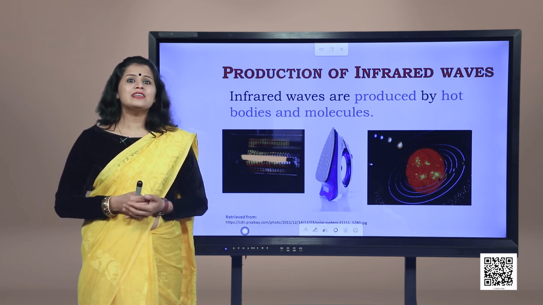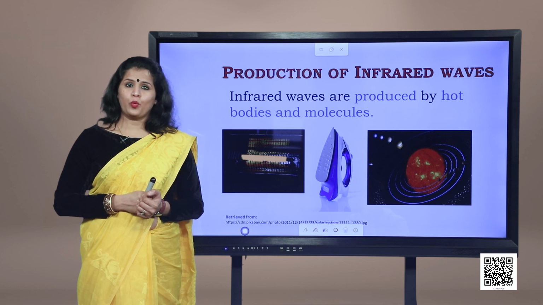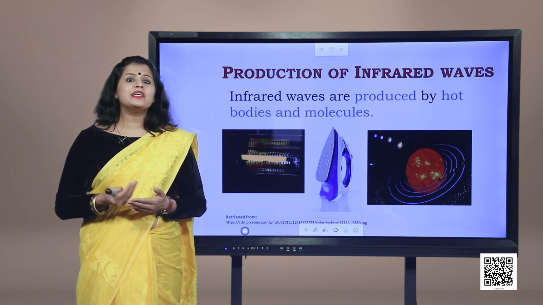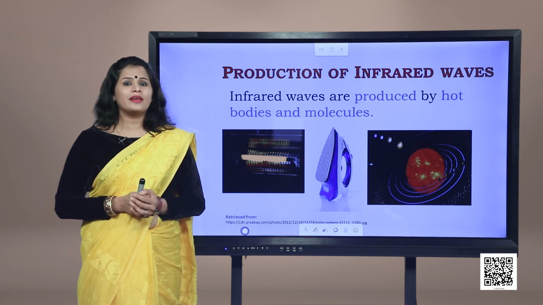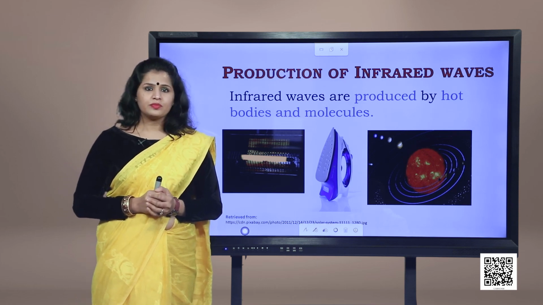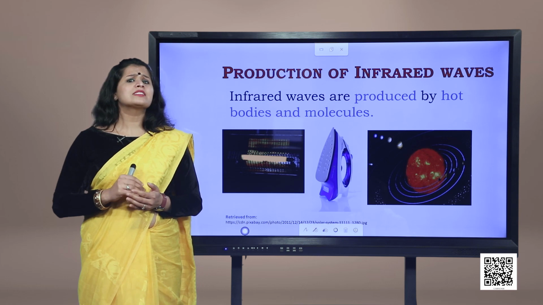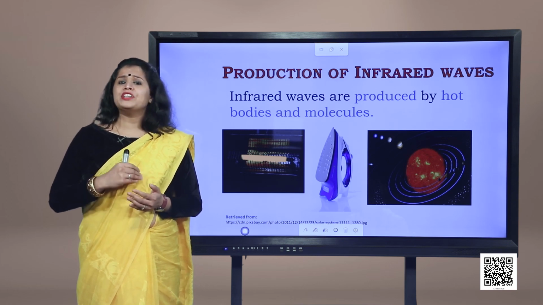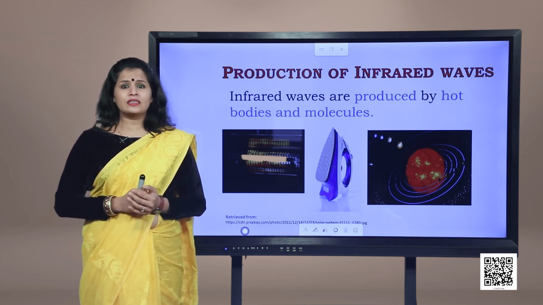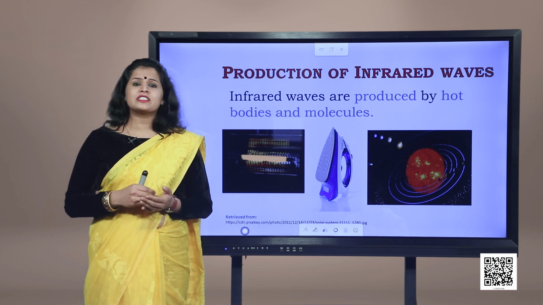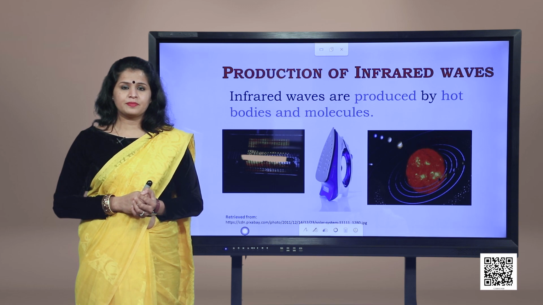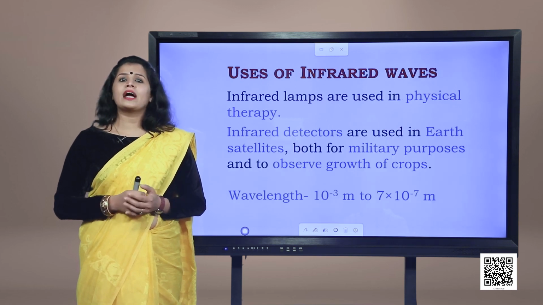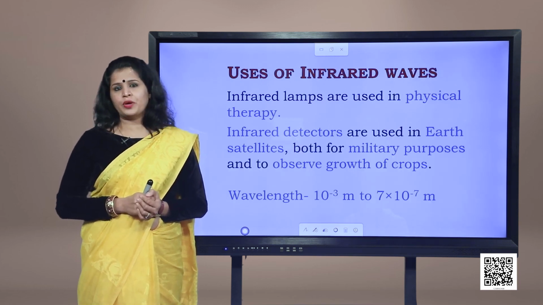But can you see these waves? No. These waves cannot be seen by human eyes as their wavelength doesn't lie in the visible range. Do you know that our sun produces more yellow light than any other color because its surface temperature is 5500 degrees Celsius? So now let's have a look at the various uses of these waves.